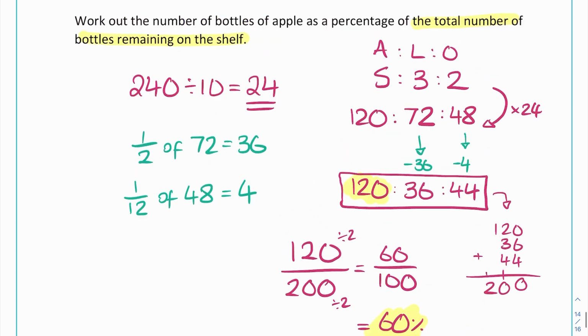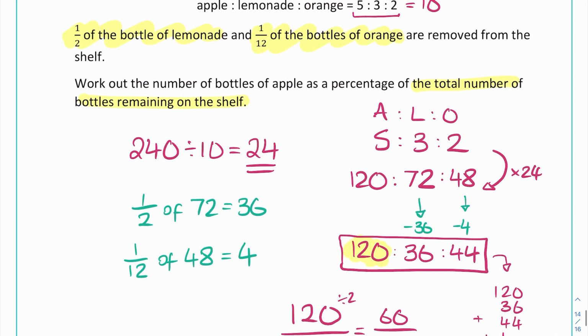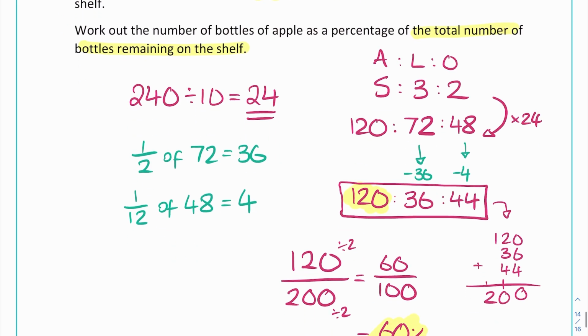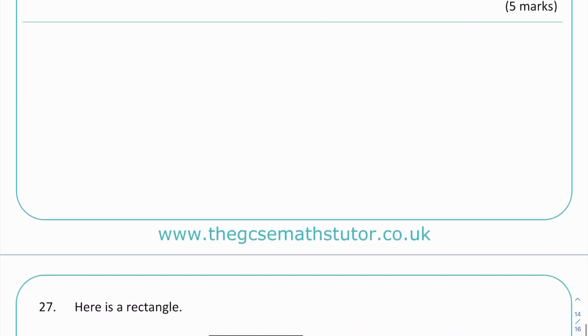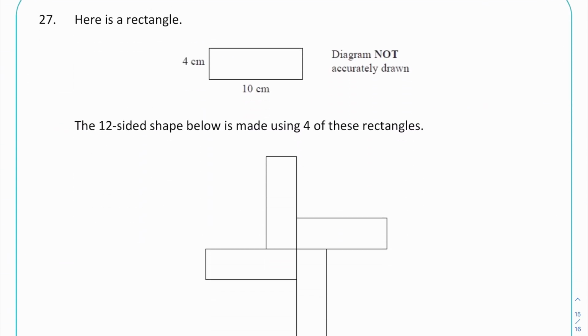But there we go, there was sharing in a ratio, and then we were doing fraction of an amount to take away some of those numbers, and then writing it as a percentage of an amount. I think the big tip in that question is when you're writing the percentage of an amount, always write it as a fraction of an amount first. Okay, on to our next question. Okay, so in this question, we've got a bit of a perimeter problem.